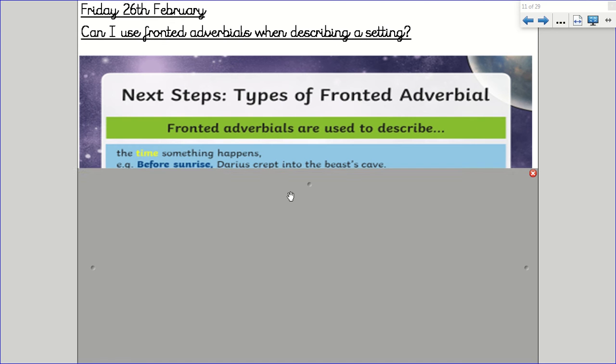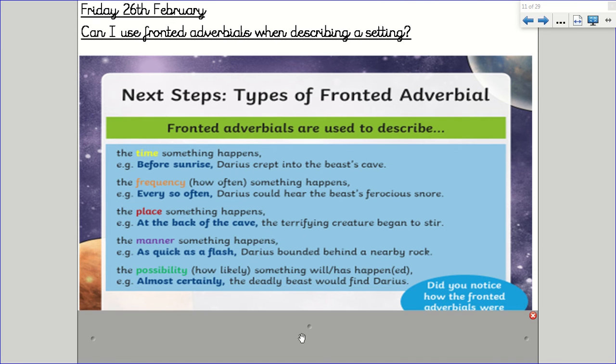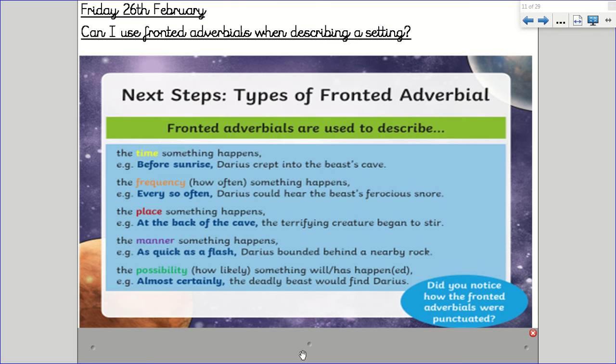We saw this slide which showed us the different types of fronted adverbial, if you remember. So we could have a fronted adverbial showing time, the time something happens. So an example would be before sunrise. Now remember the comma. We looked at the comma goes just after it. Darius crept into the beast's cave. Okay, so that's telling us the time something happened.